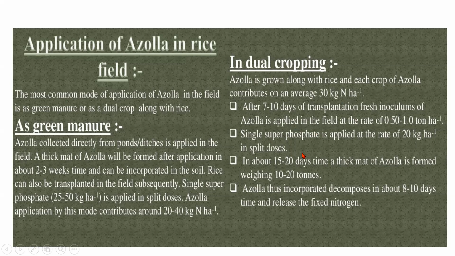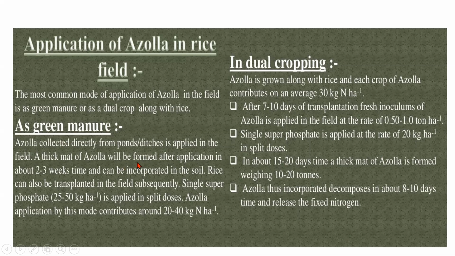phosphate is applied. Anyway, for rice, they have to apply phosphate. And with the super phosphate, the azolla grows too. In about 15 to 20 days, a thick mat of azolla is formed, and it gets decomposed and releases the fixed nitrogen for the growing rice. So, growing azolla within the rice field itself is dual cropping.